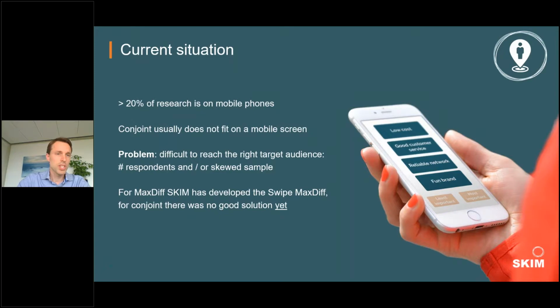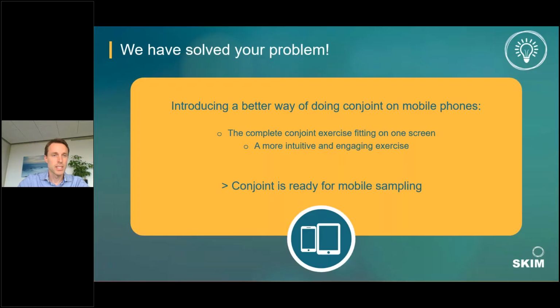But if we say we don't do conjoint on a mobile phone, it might be hard to reach the right target audience. It could be that we don't reach enough respondents or that our sample is skewed. So that's a problem. For MaxDiff, we developed our swipe MaxDiff, but for conjoint, we had not developed a proper solution we're really happy with. But today, we're going to tell you how we solved your problem.